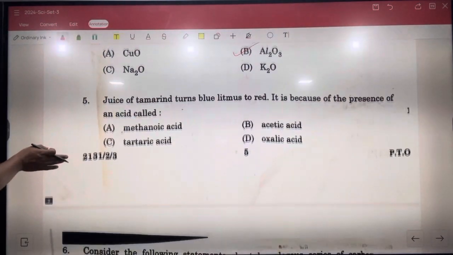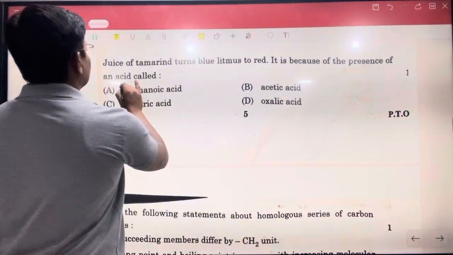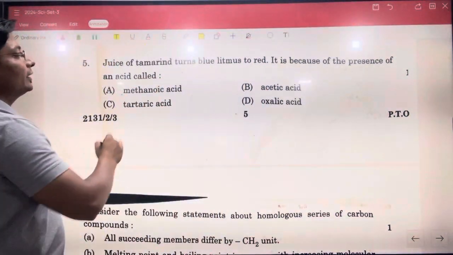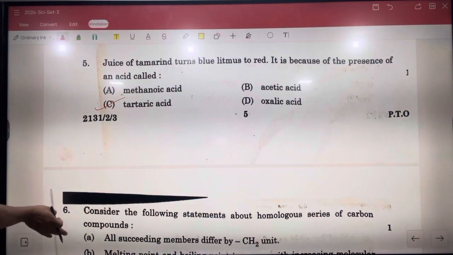Then the fifth question is, the juice of tamarind turns blue litmus to red. It is because of the presence of an acid called, so in the tamarind there is a presence of acid whose name is tartaric acid. Okay, so that is a very easy question.